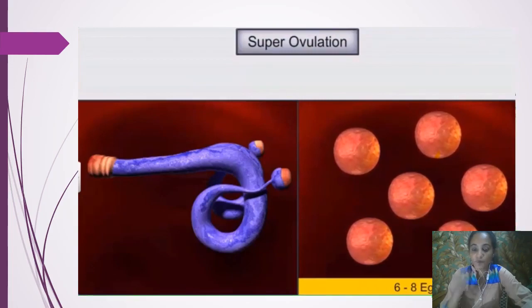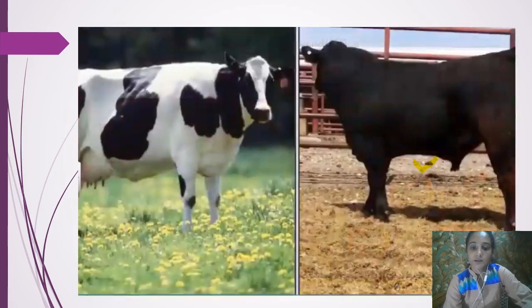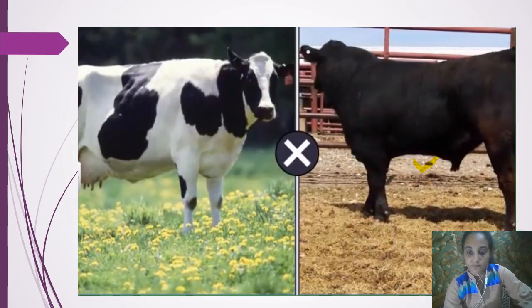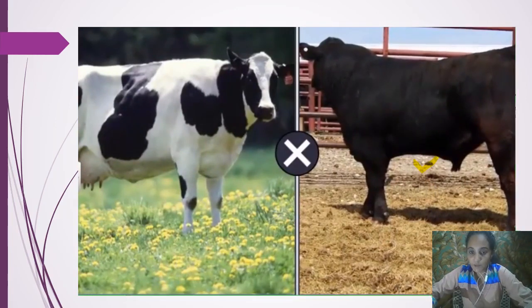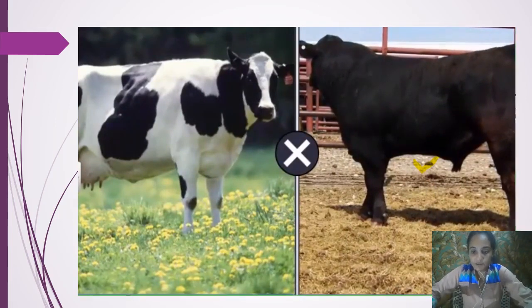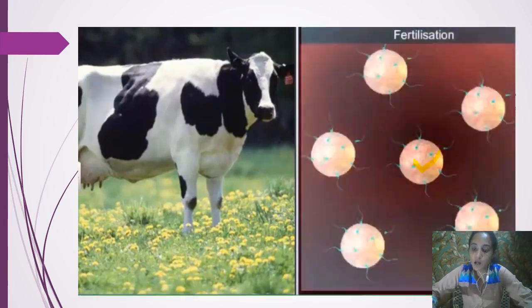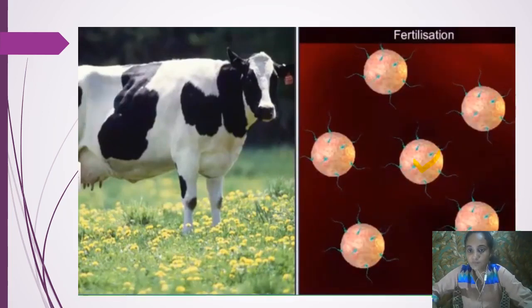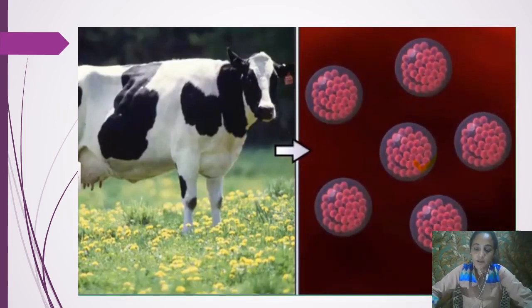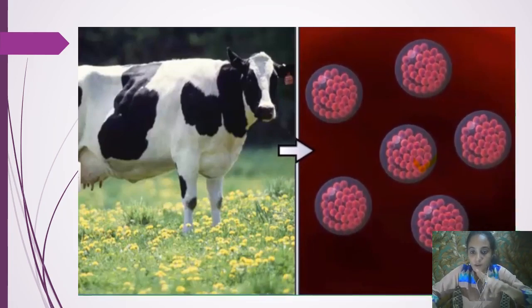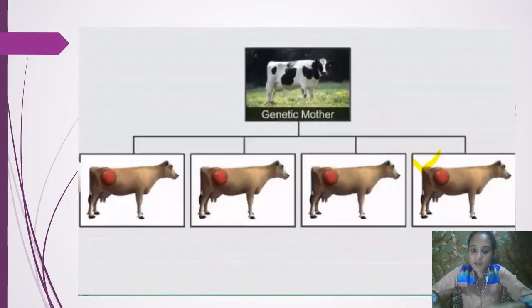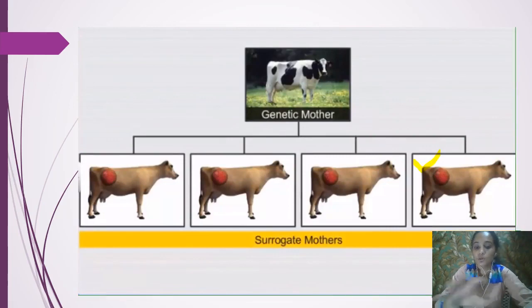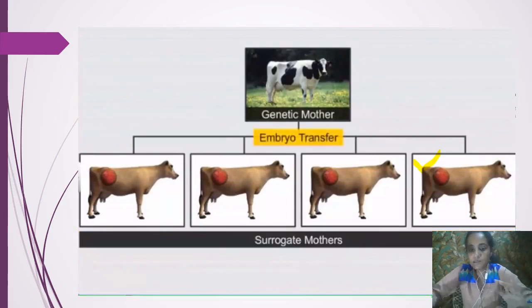1, 2, 3, 4, 5, 6 eggs have been produced here, and they will undergo fertilization. With a superior male, we take either normal fertilization or otherwise we do artificial insemination. So this is a picture of fertilization. Again 6 embryos are getting formed. Can you see the number of cells inside? It is in the 8 to 32 cell stage. At that time it is transferred into other mothers, called surrogate mothers.